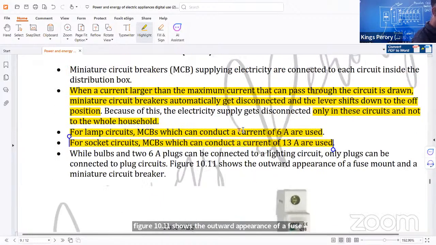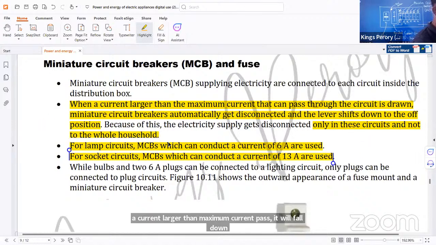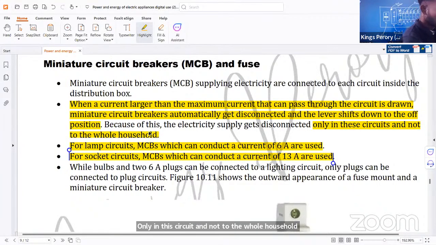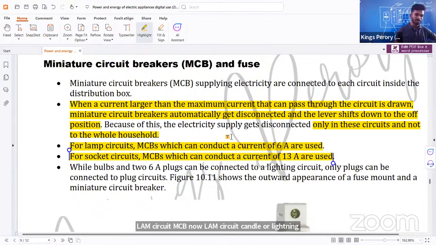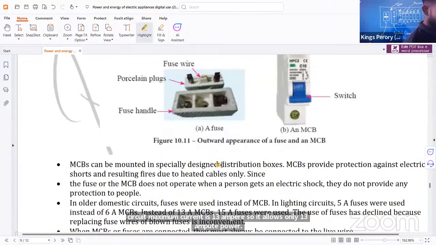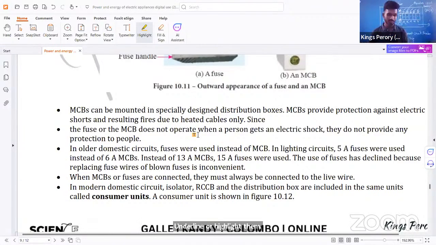Right. Before going to the next part, underline and highlight these things. When a current larger than the maximum current passes, it will fall down. Only in this circuit and not to the whole household. The whole household will have the current. Only that part will not receive. Lamp circuit MCB. Now, lamp circuit can be lighting circuit. Lighting circuit maximum current is 6 ampere. So it allows only 6 ampere to pass. Socket circuit. Socket circuit is plug circuit. Plug circuit maximum current is 13 ampere. So it allows only 13 ampere to pass. Underline or highlight them. For the next part.